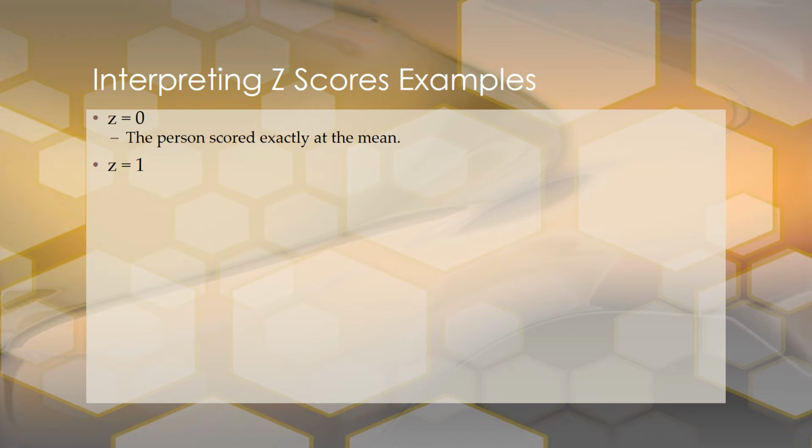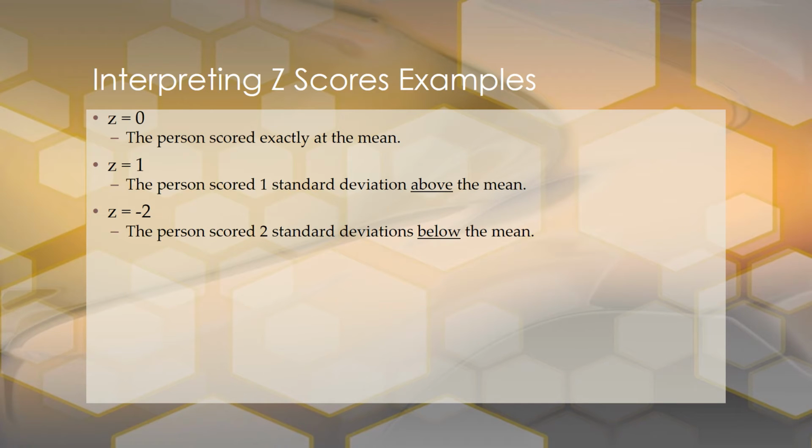A Z-score of 1 means the person scored 1 standard deviation above the mean. We have a positive Z-score, so they scored above the mean, and it has a value of 1, so it's 1 standard deviation above the mean. A Z-score of -2 means the person scored 2 standard deviations below the mean. We have a negative Z-score, which means they scored below the mean, and a value of 2. So the person scored 2 standard deviations below the mean.